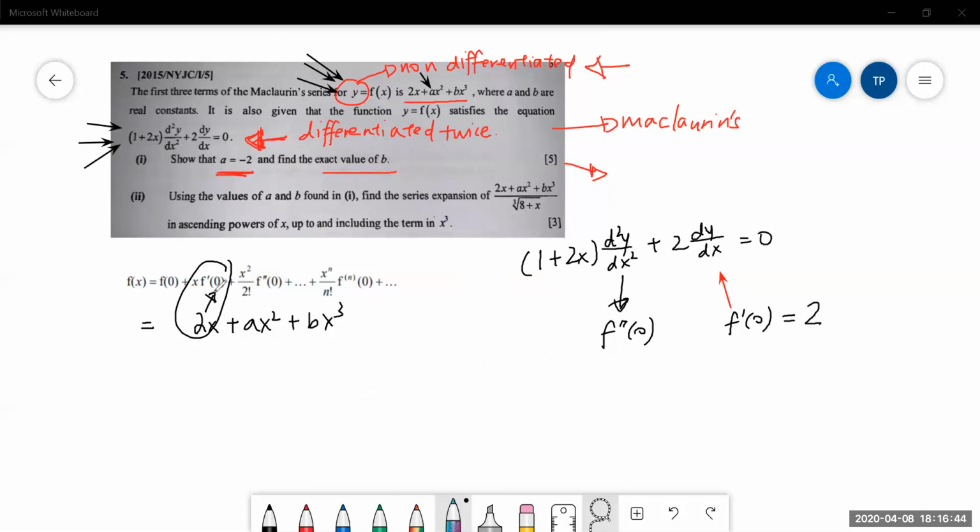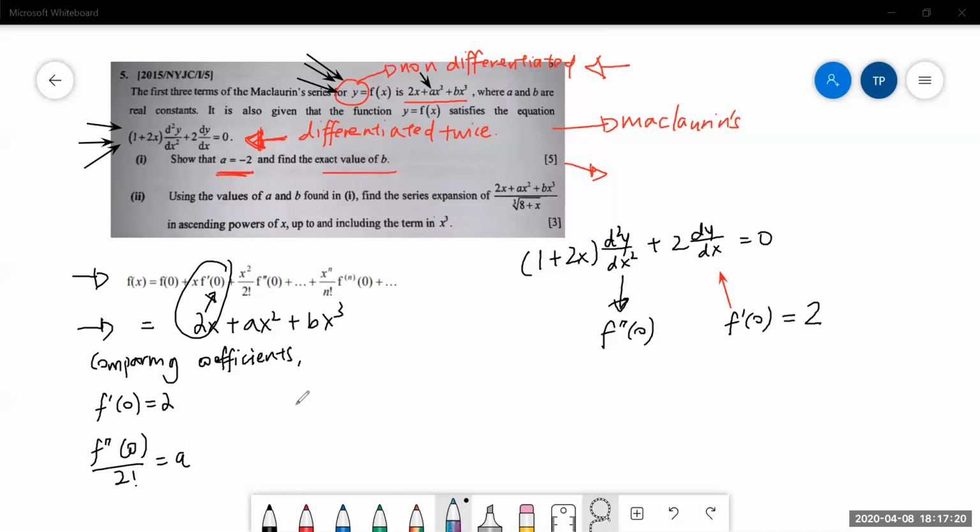Okay, so how do we present this? So I'm 100% going to write out this formula equals to this formula. Then from here I'll be comparing coefficients. Okay, comparing coefficients. I will know that f prime 0 is equals to 2. F prime prime 0 over 2 factorial is equals to A. And f prime prime prime 0 over 3 factorial is equals to B.